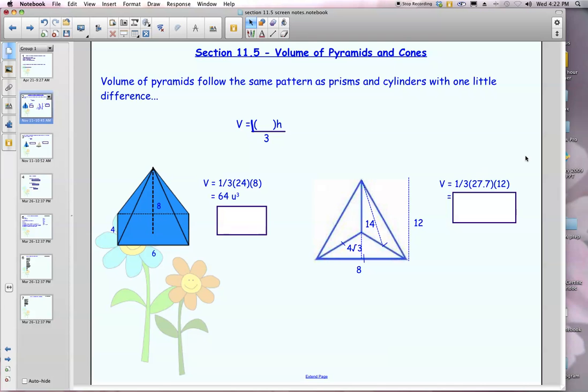So the area of our base, when we took 1/2 times 8 times 4 times the square root of 3, was 27.7. The height was 12, and then we do 1/3 of that. Since it goes up into a point, instead of going straight up, we only get 1/3 of the volume. So for an answer, when we multiply that all out, we get about 110.8, and it would be cubed units still, since it's volume.